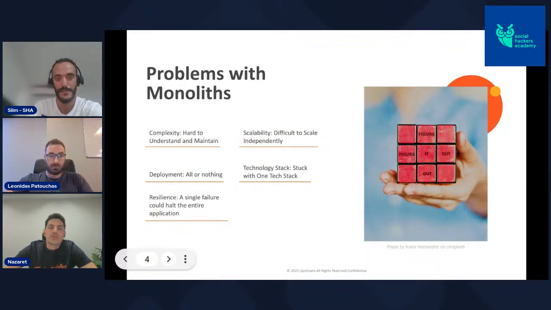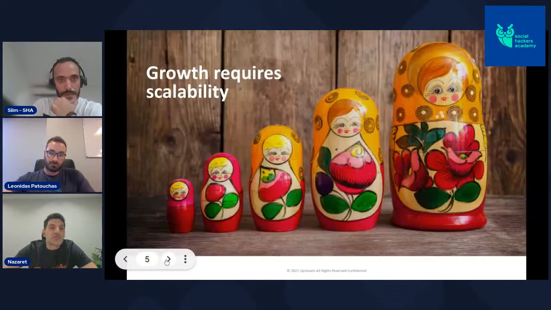So we mentioned all these issues with monoliths, but does that mean that this architecture doesn't work, or we should never use it? Not at all. Actually, at Upstream, our platform was built as a monolith until 2014, and it was working just fine.